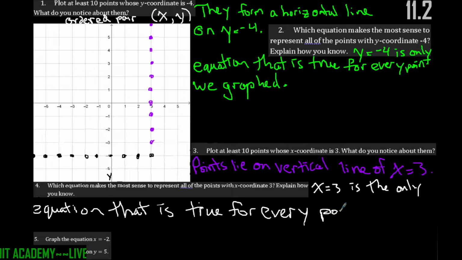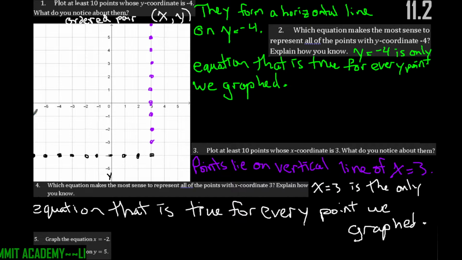Every point we graphed. So if you're trying to come up with that equation, you have to make sure that you're solving and finding what that x value would be. And that says for number 5 to graph that equation.